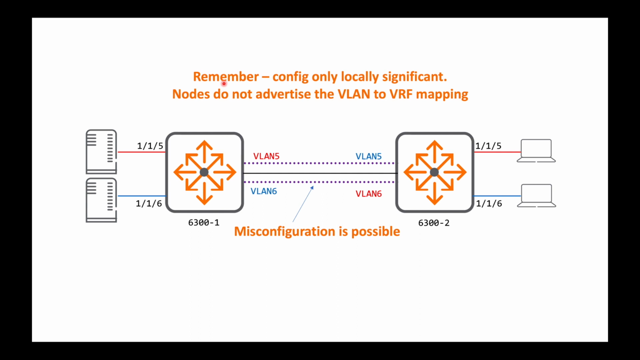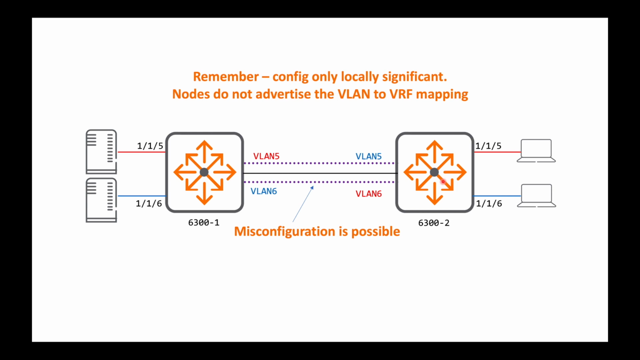So this VLAN to VRF mapping that we configure on one device is not advertised in any way to its neighboring device. So misconfiguration is very possible. For example, what I've put here, VLAN 5 in VRF red here, but VLAN 5 could be in VRF blue on my 6300-2, which would mean that the traffic would leave this device in red, hit this device, which would put it into its blue VRF, so its blue tables, and we'd actually be able to ping this device over here if we had that set up, like other misconfiguration.